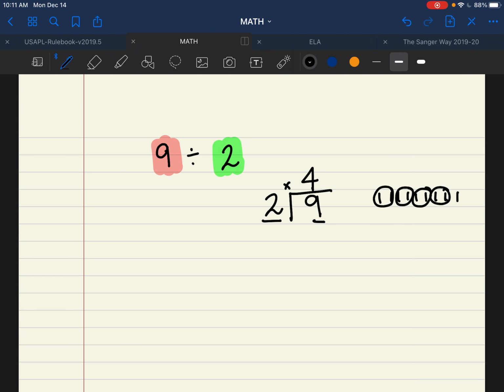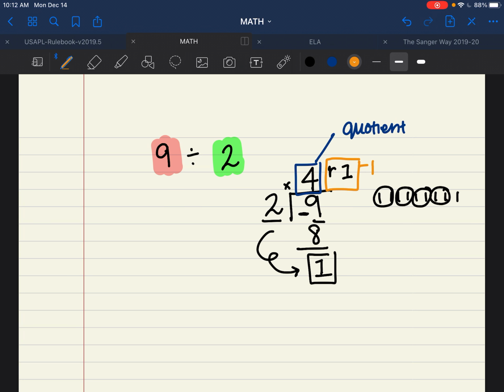2 times 4 is 8. I subtract these and I get 1. Now 2 cannot go into 1. 1 is too small. Therefore, this 1 turns into remainder 1. And your quotient is 4. And this is your remainder.